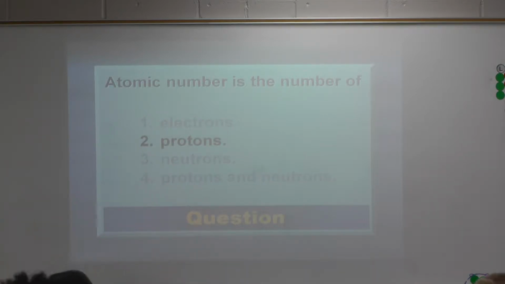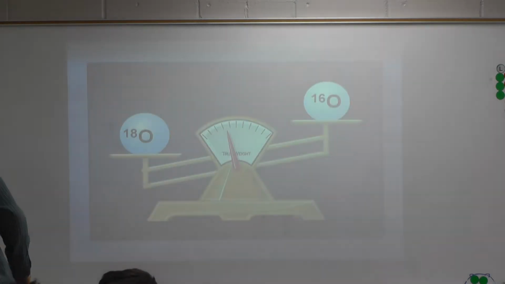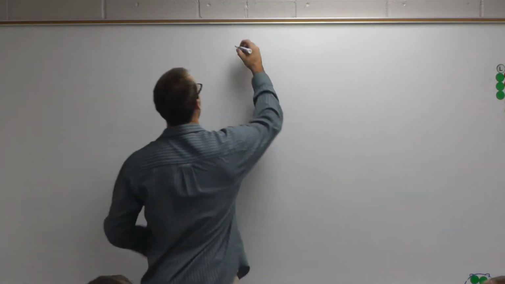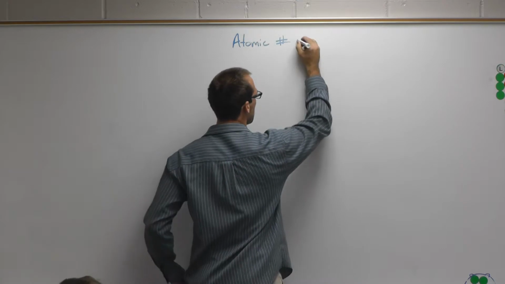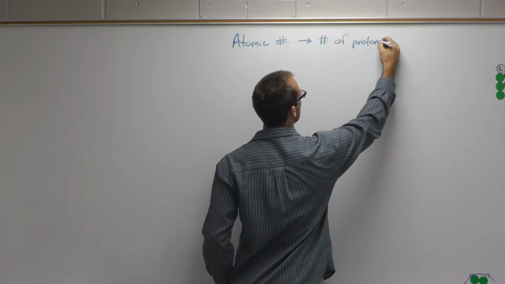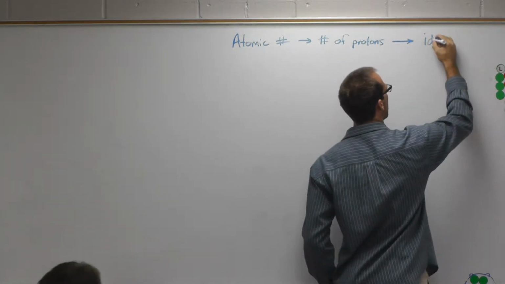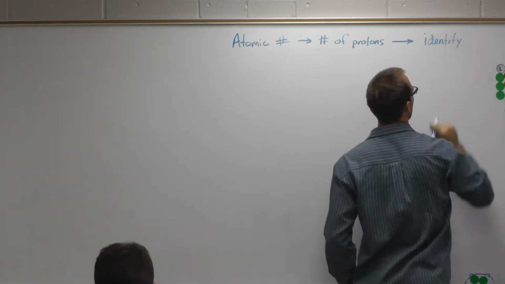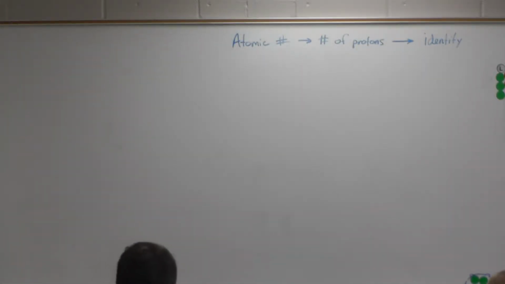Okay, so we have some vocab here, words that are very important. Before we get into this, let's review. We have atomic number. What does that tell you? Number of protons. And the number of protons determines what element it is. And if you know the number of protons, you also know something else very important: the number of electrons.